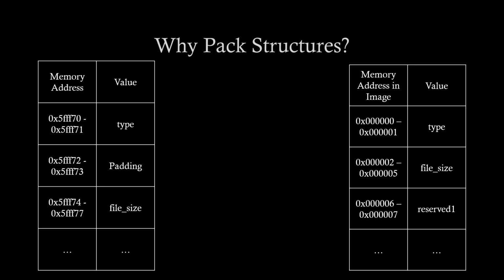So if we try and copy the entire header from the image to the structure, the type is put in the right place, but when we continue copying the entire header into the structure, the values get misaligned because the compiler has inserted padding. This means the file size member does not land where it should, causing incorrect data interpretation. So the solution is to pack the structure to remove padding and ensure its layout exactly matches the binary file format, so there's no misalignment when reading the data.